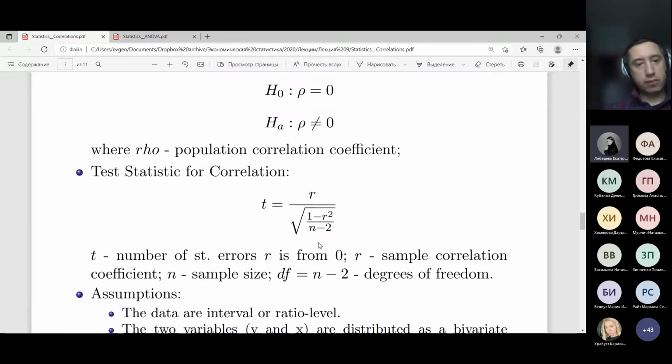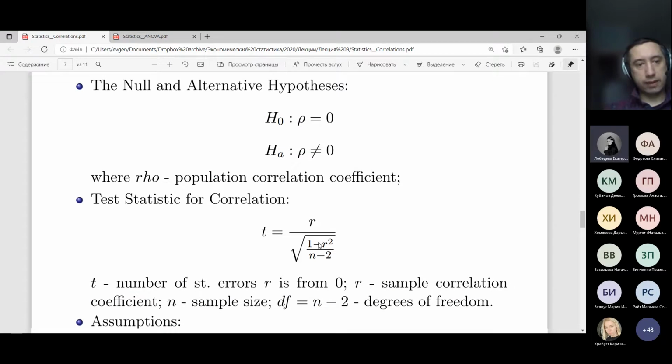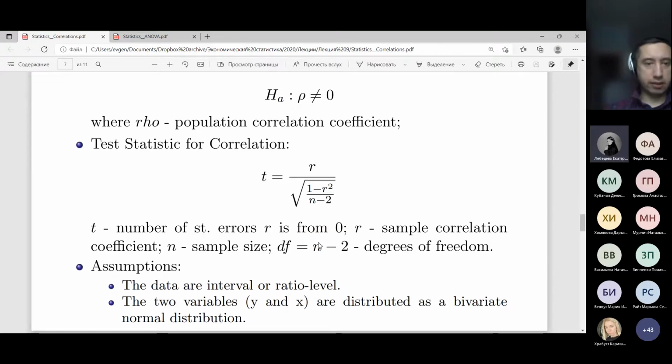And remember, if we need to calculate the correlation coefficient and run the test, our data must be continuous, at the highest interval or ratio level. And the two variables are distributed as a bivariate normal distribution. So the two variables must follow the normal distribution.